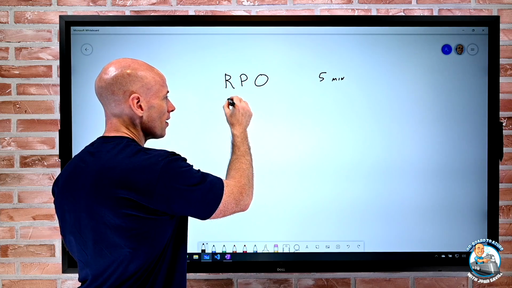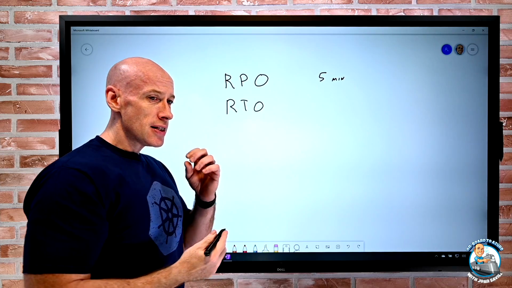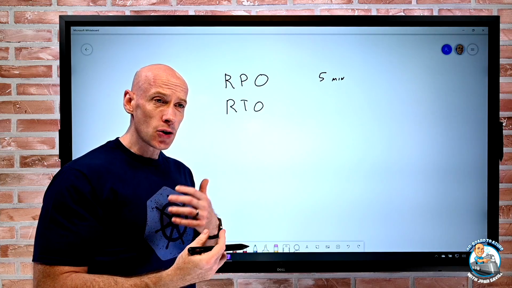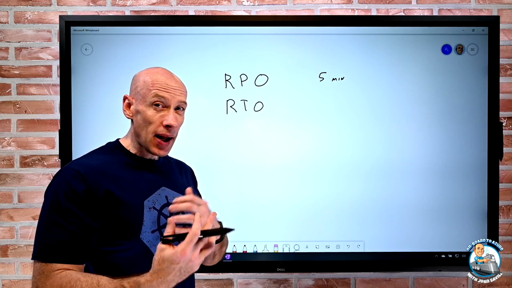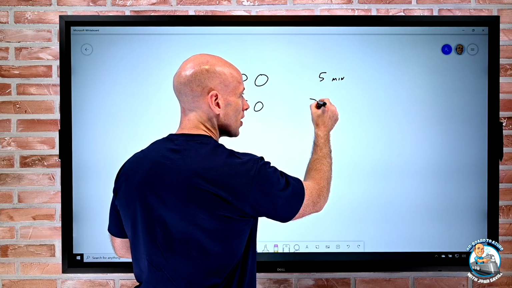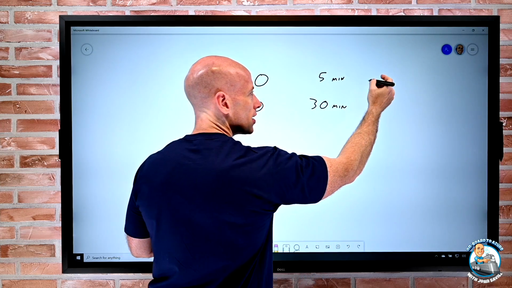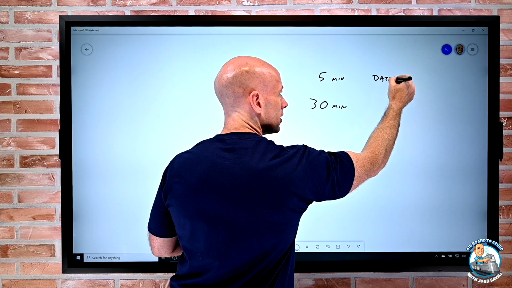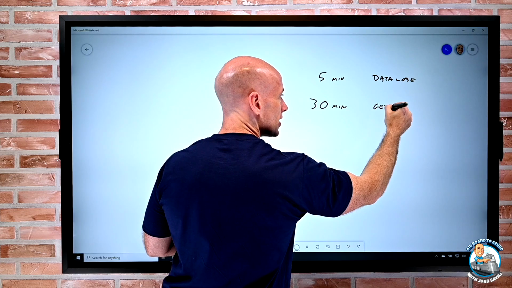Then we'll hear about things like recovery time objective. This is the amount of time I have to actually get up and running. So maybe in, again, an unplanned disaster, maybe that's 30 minutes. So RPO is how much data I can lose, and RTO is the amount of time to get running.